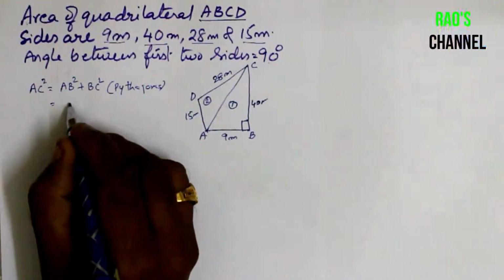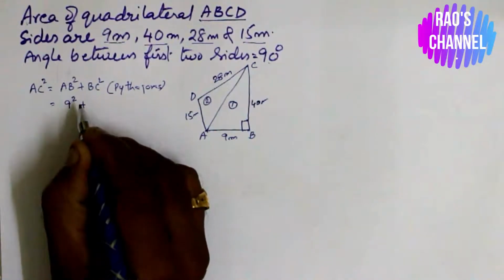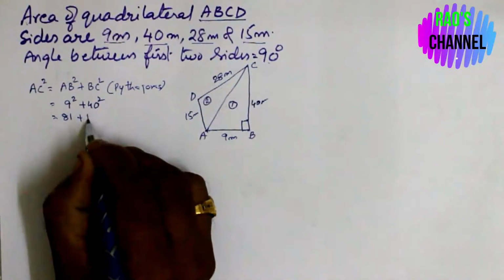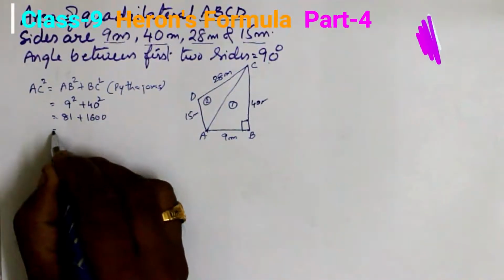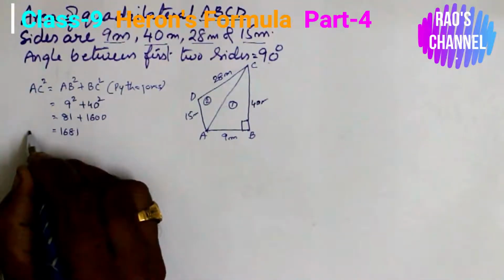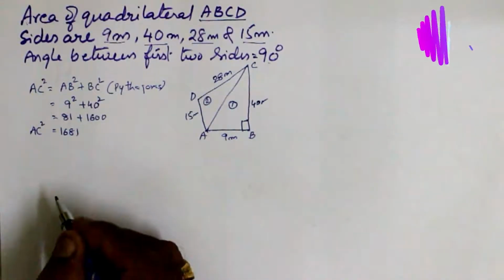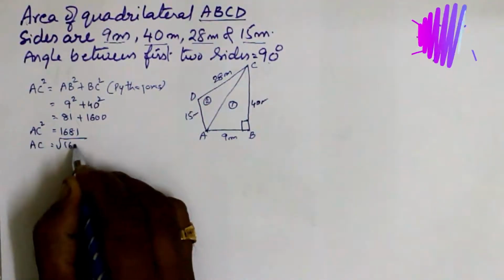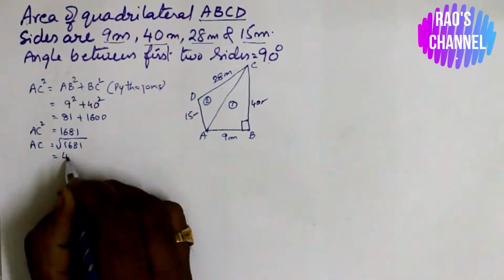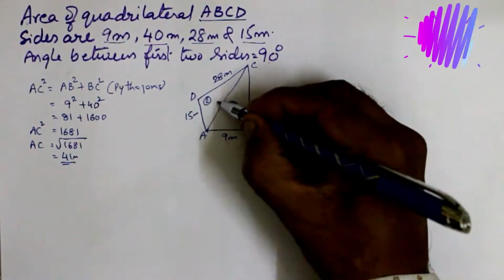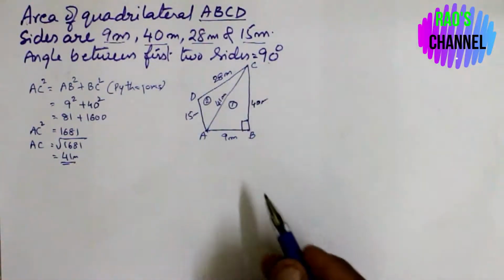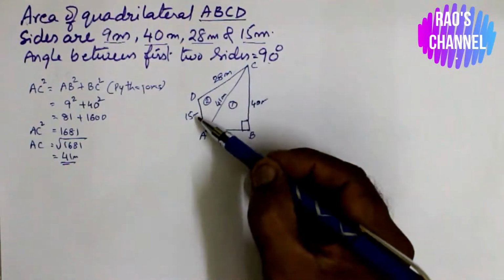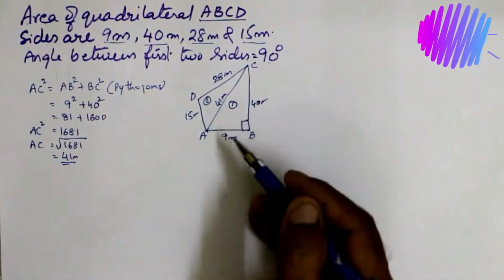Here we have AB, 9 square, and BC, 40 square. So 81 plus 1600, together 1681, which is the square on the hypotenuse. So AC is the root of 1681, that is 41 meter. So we have the third side, 41 meter. Now we can find the area of the first triangle. We have 9, 40, 41. And the second triangle also 15, 41, 28. We can find the area of the two.